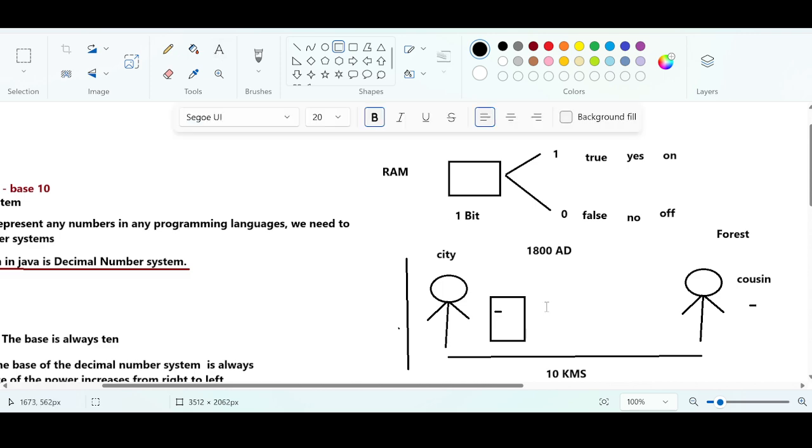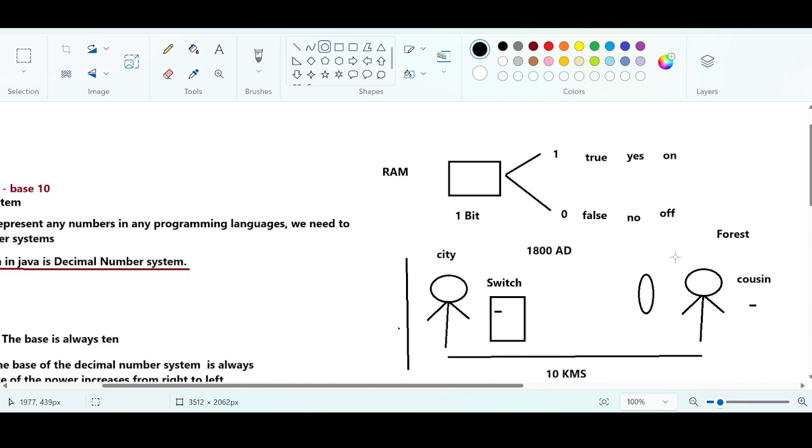Let us say that this is a switch, and a small bulb. Let's say that this is a bulb, a switch and a small bulb, and a wire. Either way, I need to inform my cousin if I am facing any threat, or if my cousin is facing any threat, he needs to inform me, because we are just 10 kilometers apart.